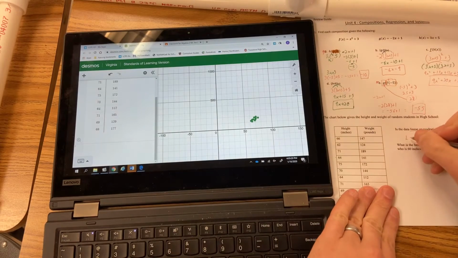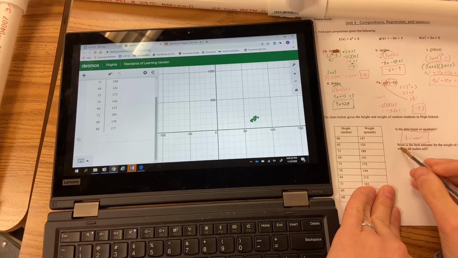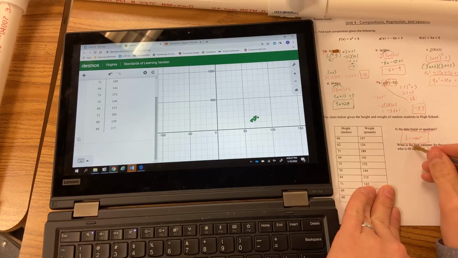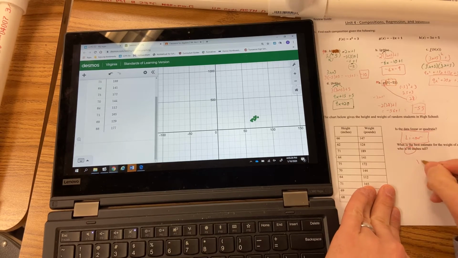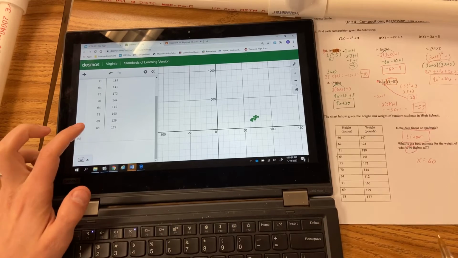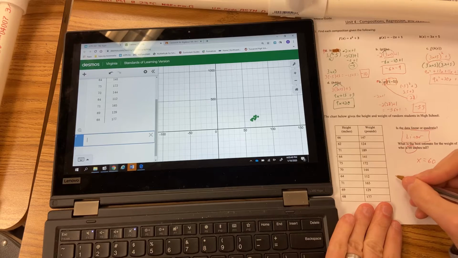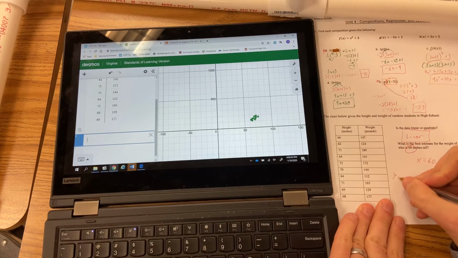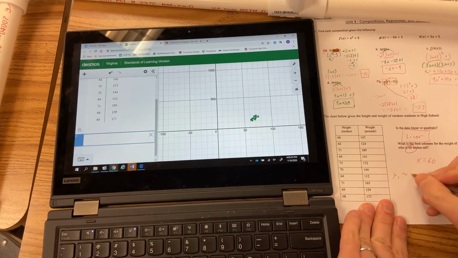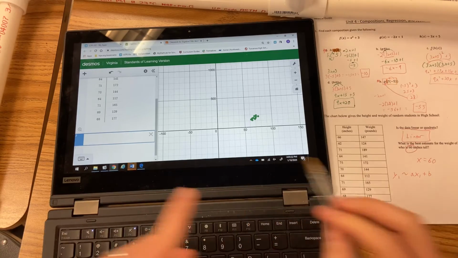So over here on the sheet, I'm going to write down linear. And that says, what is the best estimate for someone who is 60 inches tall, which just means that later on we're going to say x is 60. That'll come in after we do our regressions. Since this is linear, we have to use the regression on Desmos, which is y1 tilde ax1 plus b. So you have to know that and plug it in.